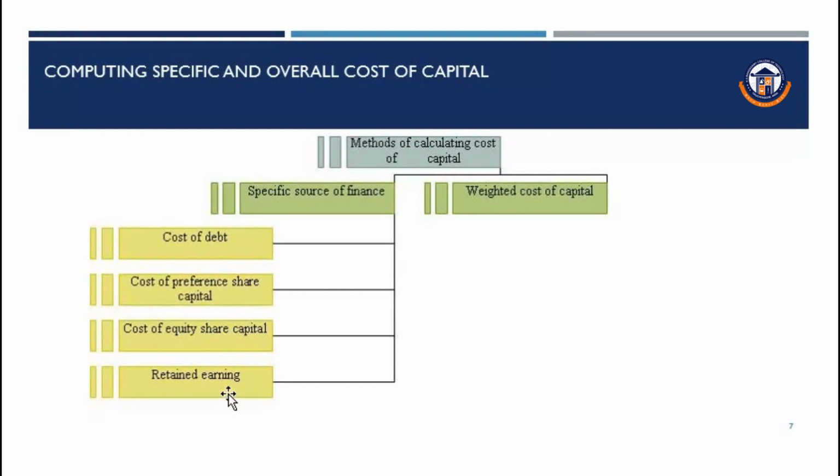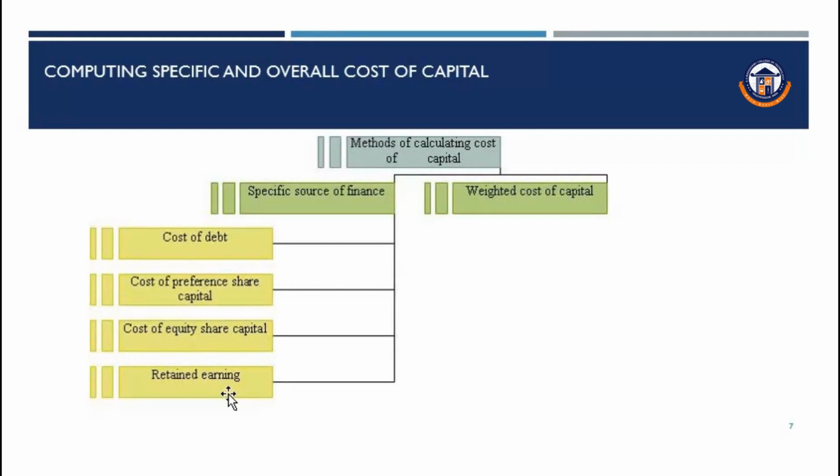First one, the cost of debt means the rate of interest payable to the debenture holders. The cost of debt means it is the form of interest payable to those particular debenture holders.